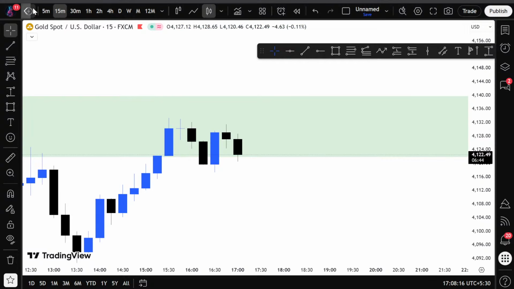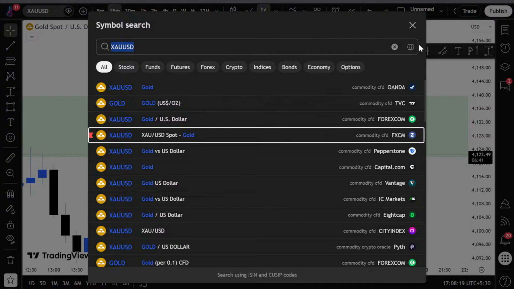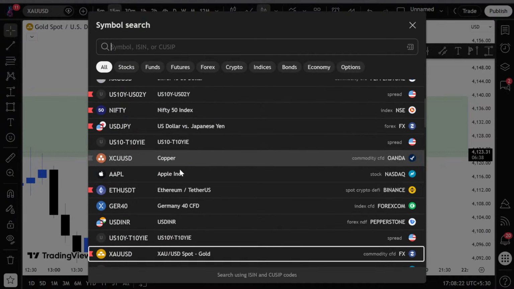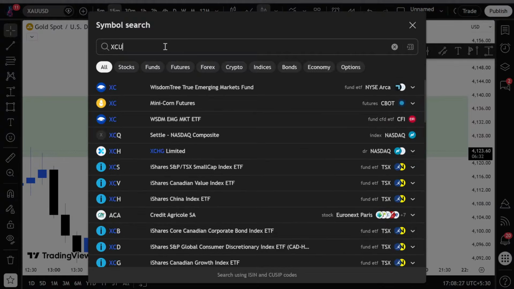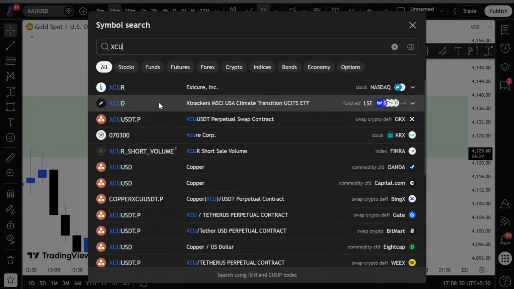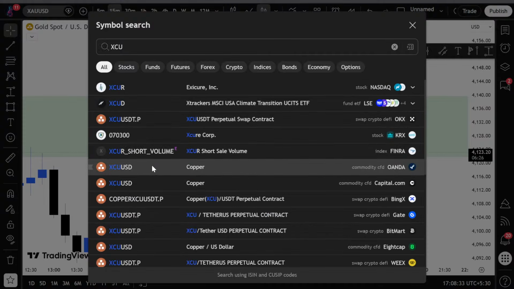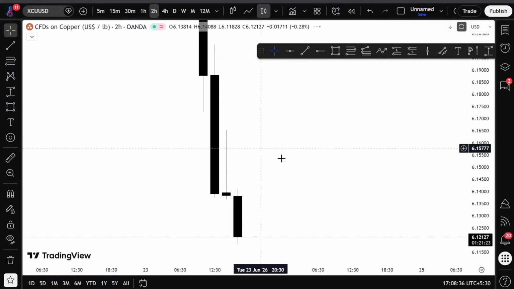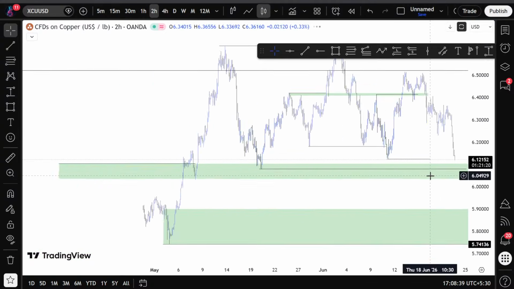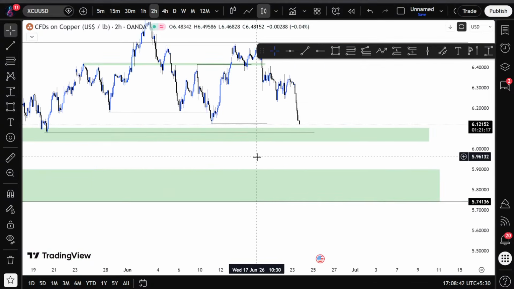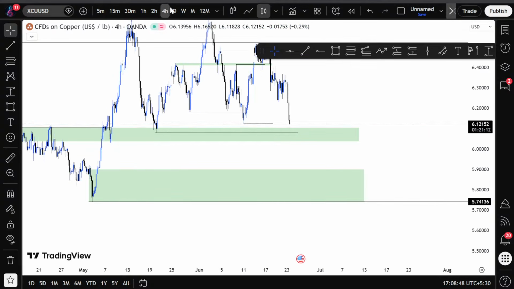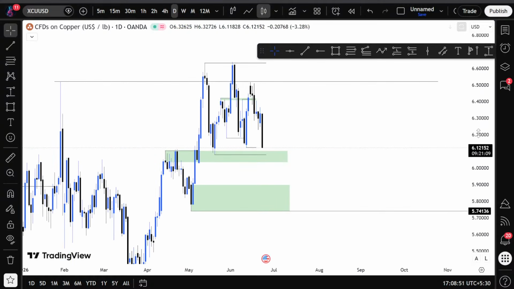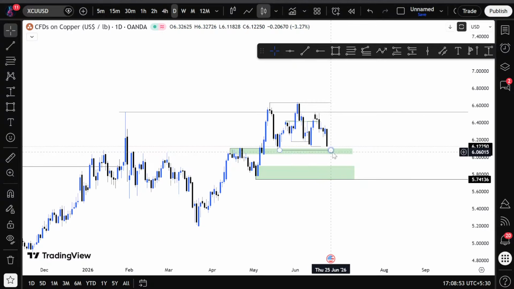Please cover copper. This green zone is my buy zone for copper. From here and this one, these two are buy zones for copper.